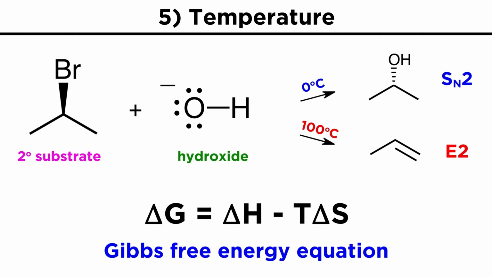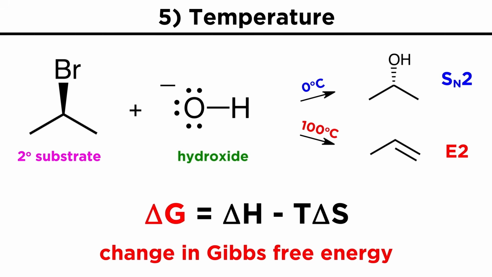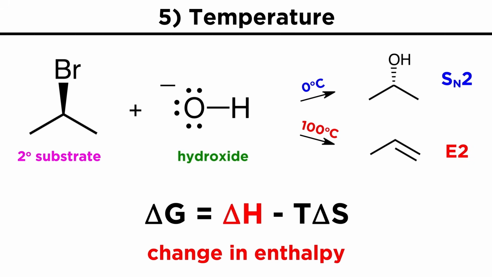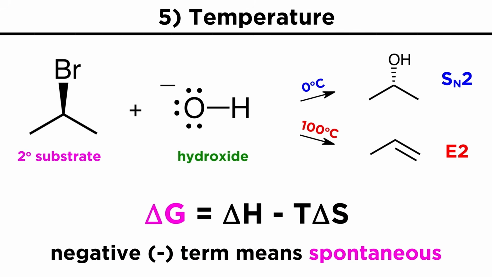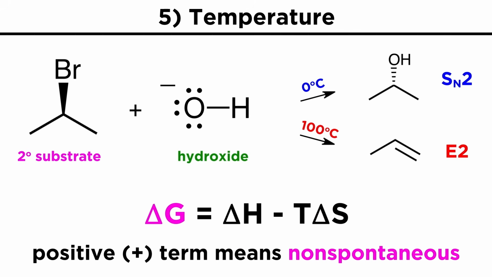This is the Gibbs free energy equation, and it states that the change in Gibbs free energy depends on the change in enthalpy minus temperature times the change in entropy. Recall that if delta G is negative, the reaction is spontaneous, and if it is positive, the reaction is non-spontaneous.